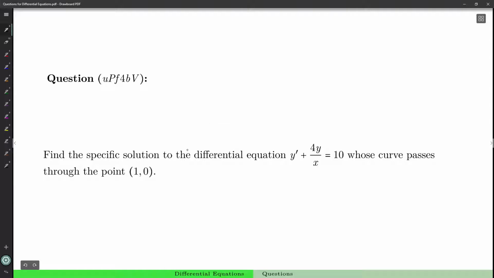Find the specific solution to the differential equation y prime plus 4y over x equals 10, whose curve passes through the point (1, 0). So this gives us an x and the corresponding y. That should allow us to determine a specific solution amongst the general solution, which is a whole family of possible answers. We're going to first find the general solution, then we'll find this specific solution.